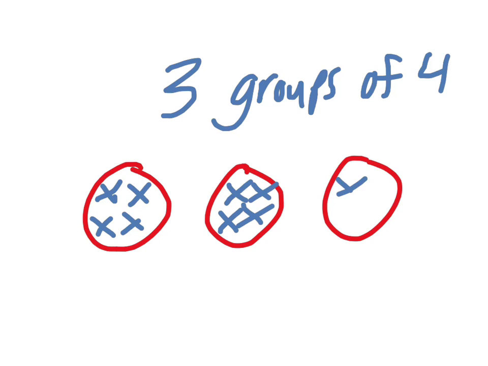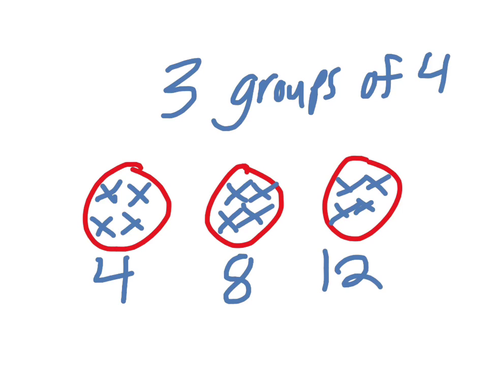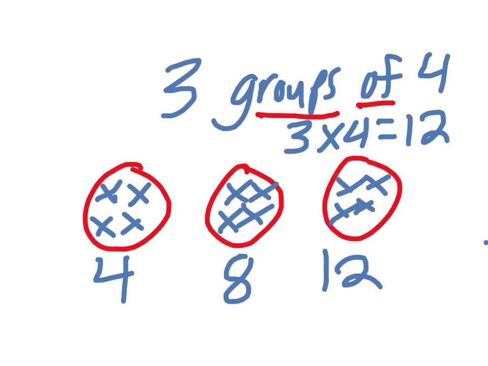This helps us then practice counting by the number that we're going. So this is 4, another 4 would be 8, another 4 would be 12. So we look at that and we can say 3 times 4 equals 12 because 3 groups of 4 is 12. That's a really simple way to break down multiplication.